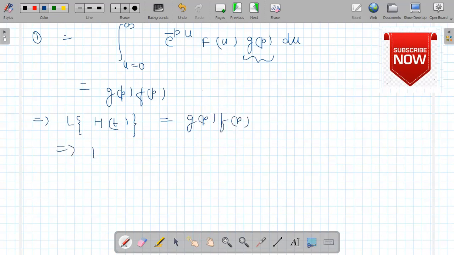So the Laplace inverse of g(p) into f(p) will be equal to h(t), and this is also denoted by f star g.